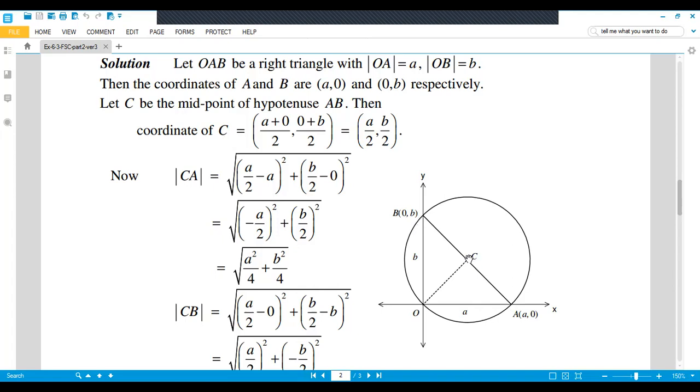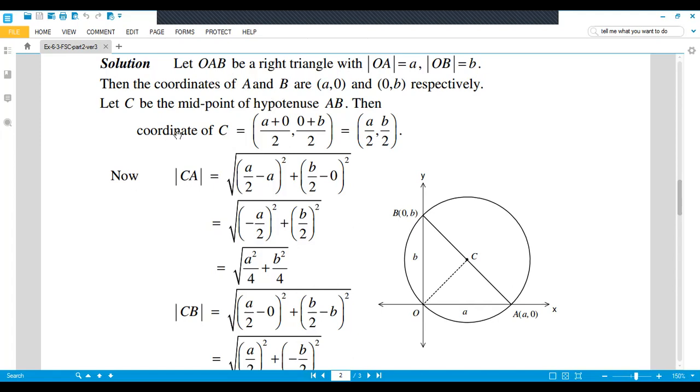So to find point C, the center of the hypotenuse, we use the midpoint formula. You know that if 2 points are given, the midpoint formula, which we already studied in chapter number 4, is x1 plus x2 divided by 2, y1 plus y2 divided by 2. Let OAB be the right angle triangle with OA equal to small a and OB equal to small b. Then the coordinates of A and B are a0 and 0b respectively. C is the midpoint of the hypotenuse AB.